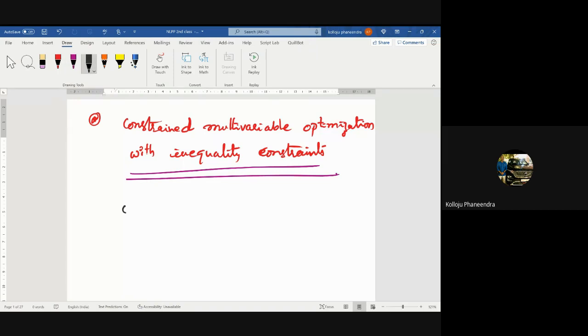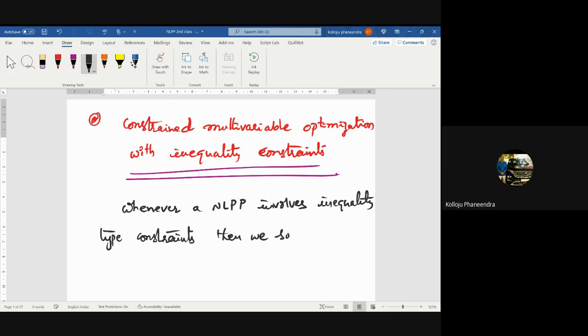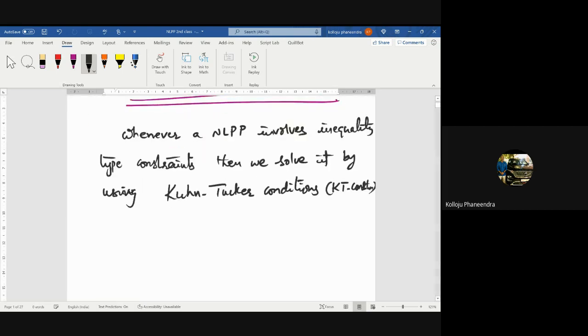Now, whenever a NLPP, nonlinear programming problem, involves inequality type constraints, then we solve it by using Kuhn-Tucker conditions, simply called KT conditions.